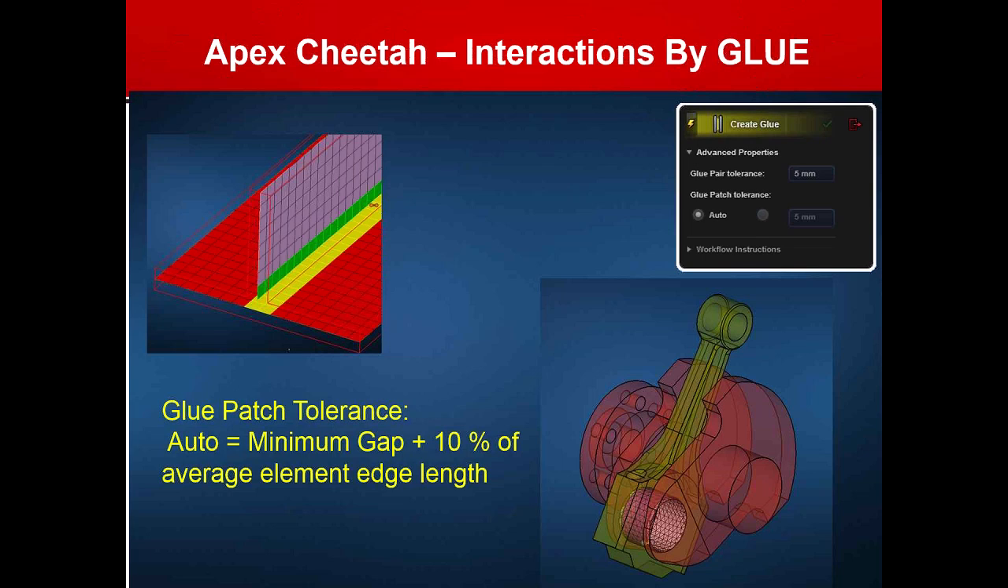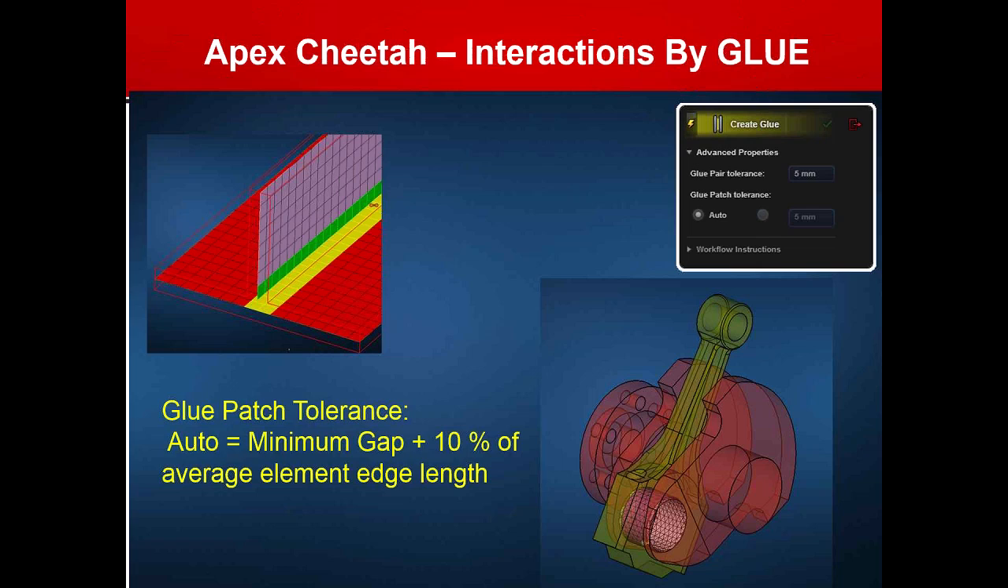And today in MSC Apex Cheetah, the parts are assembled together once it is meshed by what is called the glue. In order to create the glue, there are two tolerances that we use. One is what is called the pair tolerance. This is to find the parts in the assembly that are likely to touch each other within the tolerance that was given. Once we find the pairs in that assembly model, the next thing is to find the elements that are touching each other, or it could be the faces of the tetra elements or even the hexa elements or the solid elements.